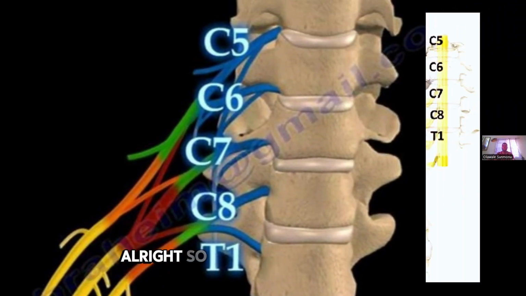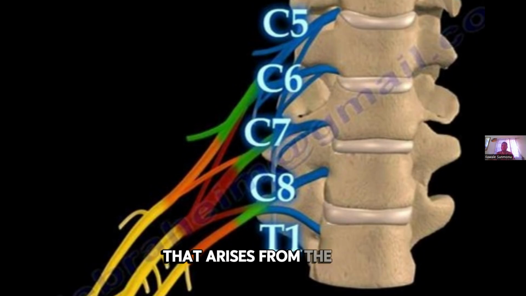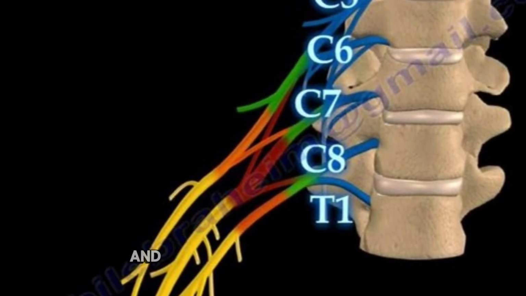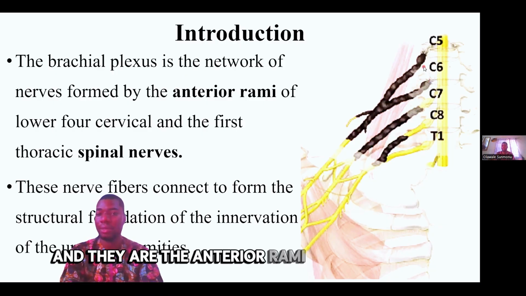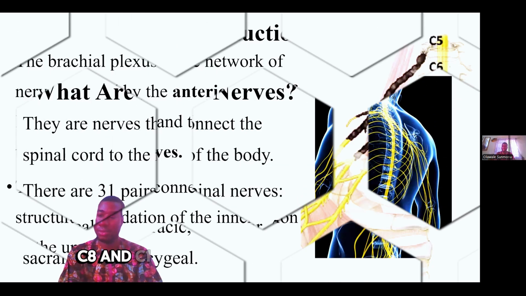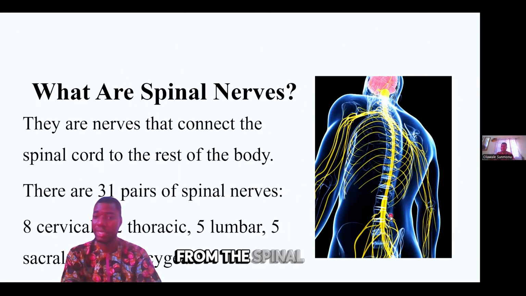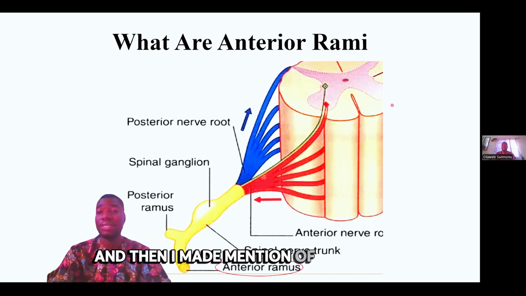All right, so for the brachial plexus, there is a series of spinal nerves that arise from the fifth cervical vertebrae to the first thoracic vertebrae. And these are spinal nerves that arise from the backbone, and they are the anterior rami of the spinal nerves. So C5, C6, C7, C8, and T1. And these are nerves that originate from the spinal cord to other parts of the body. And then I made mention of anterior rami.